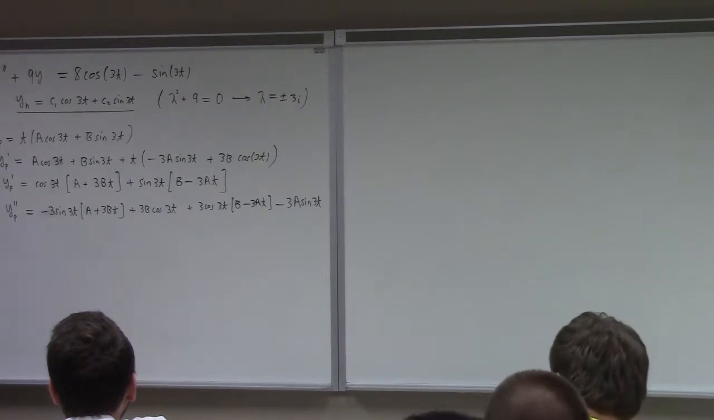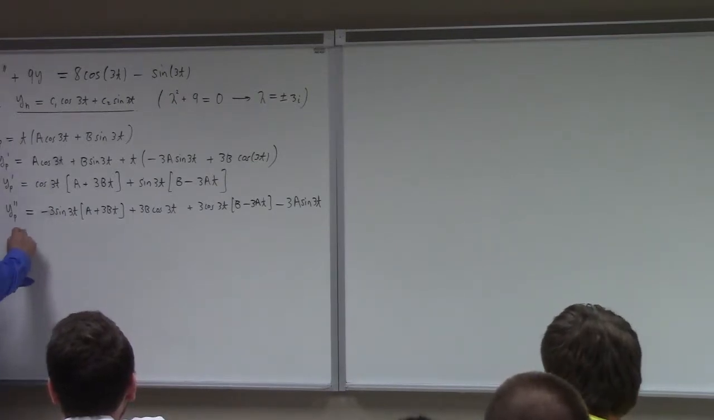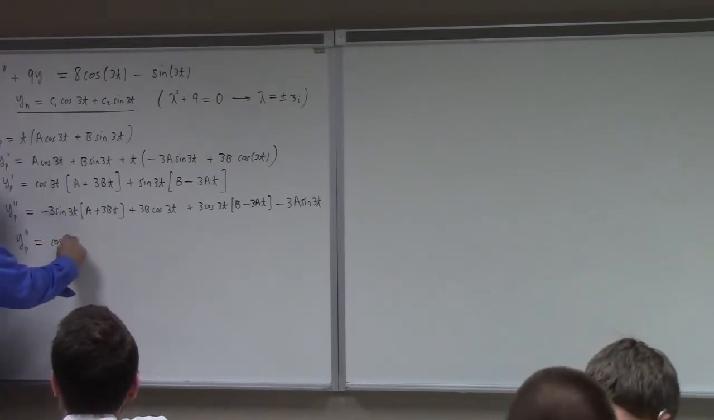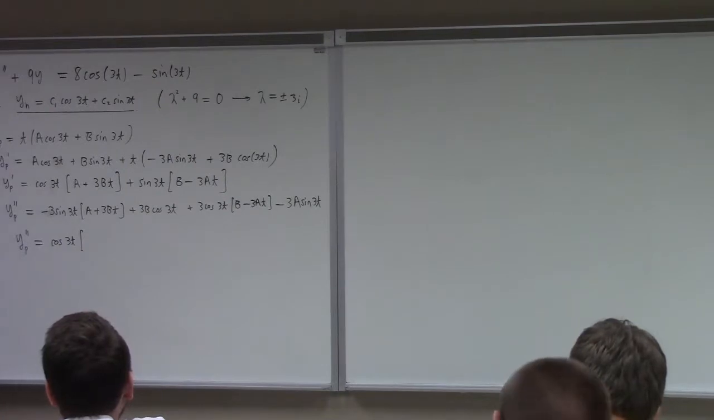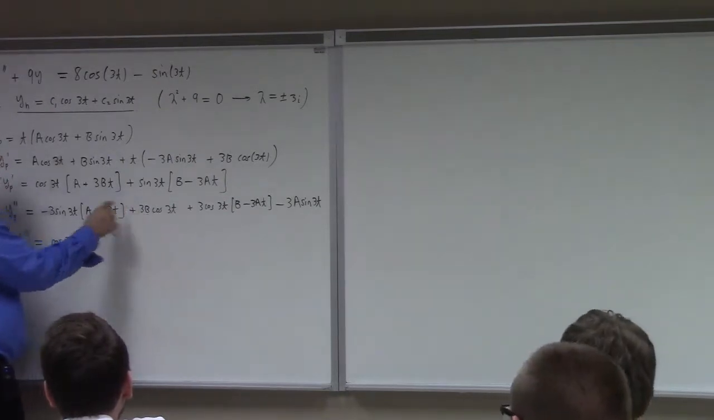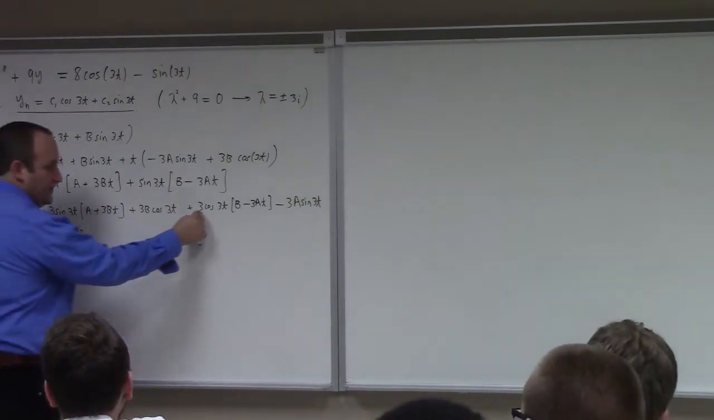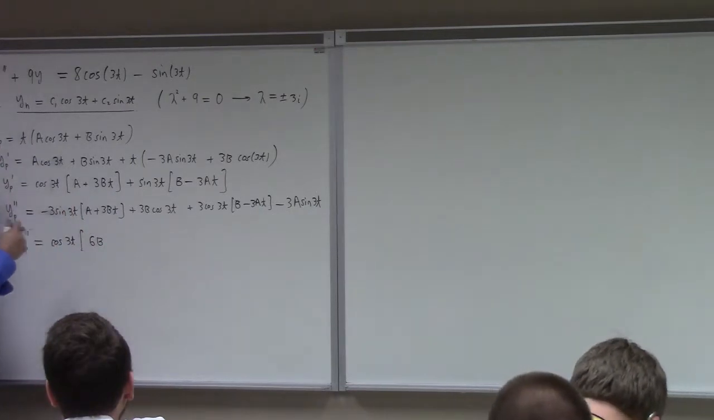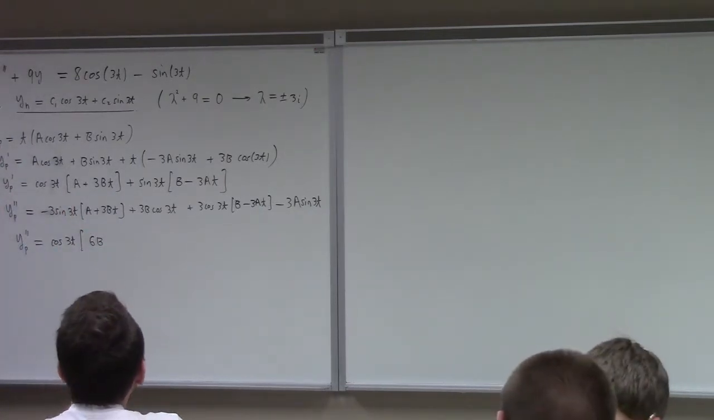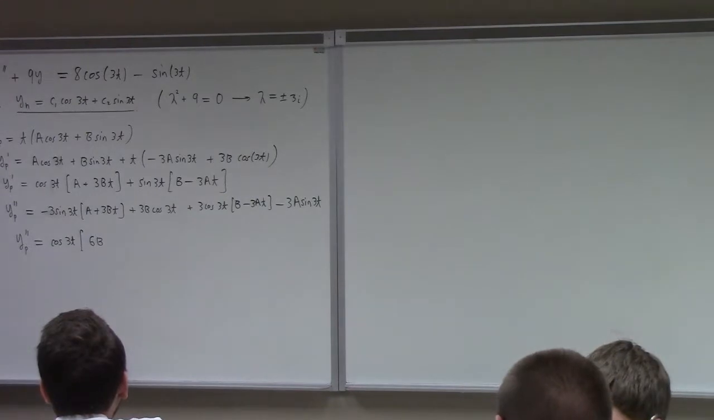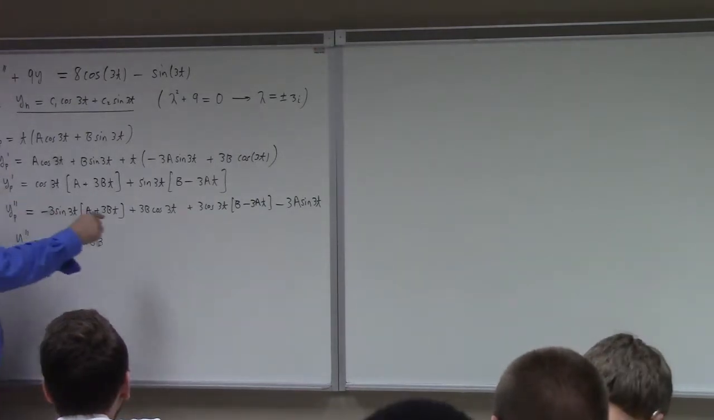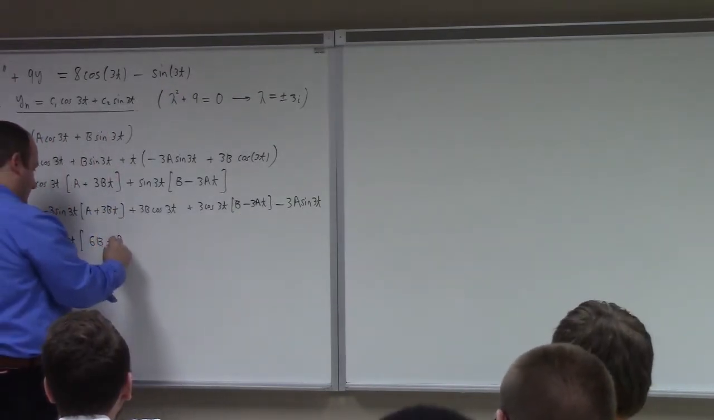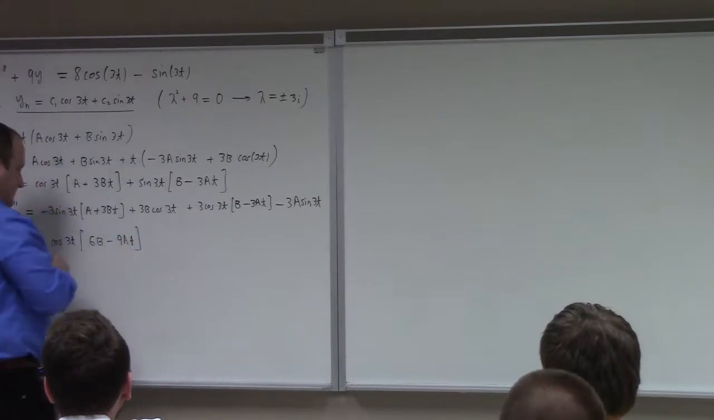Now I will organize things again. What do I got? Yp prime prime equal to, so I'll collect things together. I've got a cosine 3t, right? And what do I have? I've got this 3b, right? But I've got another 3b from here. So in total, I have 6b. How many t's do I have with the cosine 3t terms? You see that? Minus 9a, right? Agree?